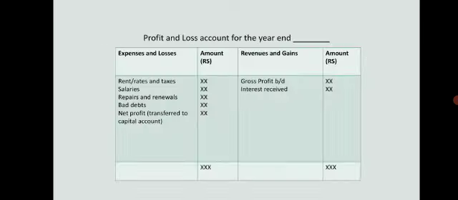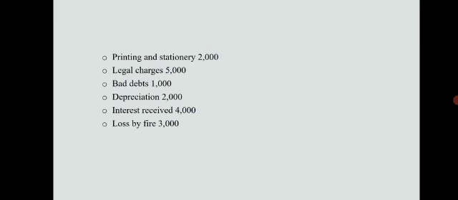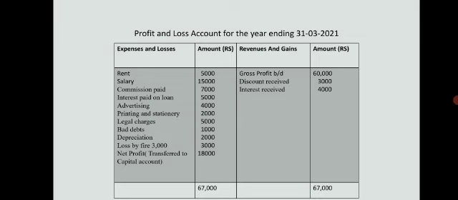So I have already given the format. This is the format of profit and loss account. You are supposed to draw this format. On the debit side, you write all expenses and losses, amount in rupees, and then on the credit side, revenues and gains, and then amount in rupees. So let us start with the problem. I've already solved the problem, so just copy it down. Profit and loss account, write the heading profit and loss account for the year ending 31st March 2021. The date is mentioned in the problem.